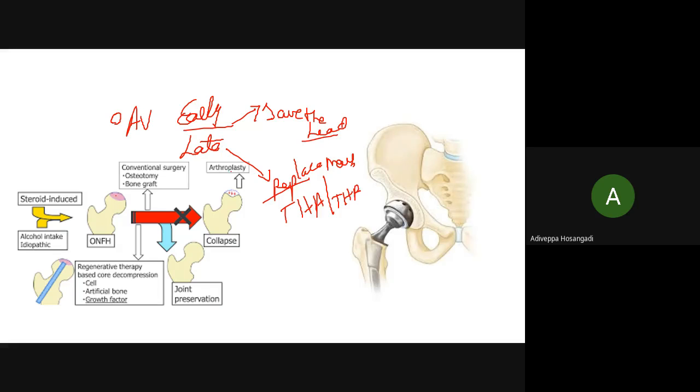Okay. So early, there are salvage procedures. Salvage means you want to save the native head. Late means you want to replace. Salvage I had explained to you earlier. There can be muscle pedicle graft, there can be vascularized fibular graft, there can be stem cell therapy, or there can be simple drilling hole of the femoral head. Okay, very simple.